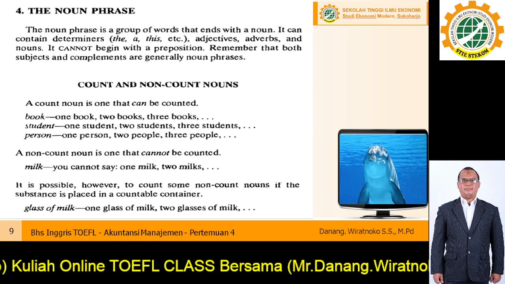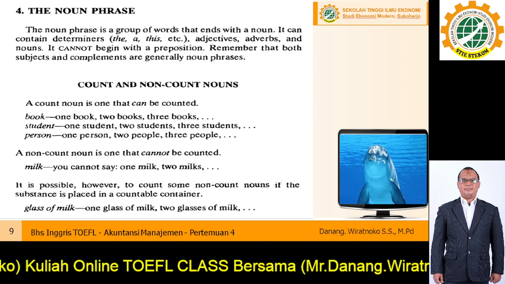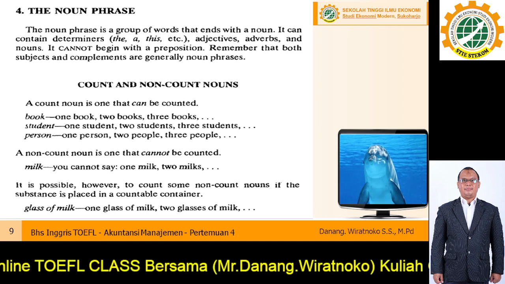An uncountable noun is one that cannot be counted. Uncountable, ya, uncountable noun itu tidak bisa dihitung, ya, kayak milk, okay, water itu tadi. You cannot say 1 milk, 2 milks. No, it is possible, however, to count some uncountable nouns if the substance is placed in a countable container. Itu bisa. Uncountable noun bisa dihitung kalau dimasukkan dalam bentuk container atau wadah, ya, kayak glass. A glass of milk, 1 glass of milk, 2 glasses of milk. So we can count. Yeah.